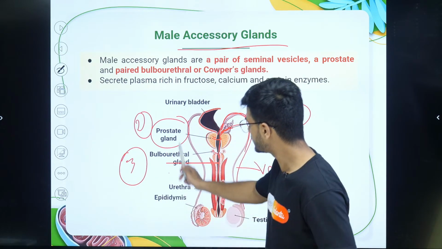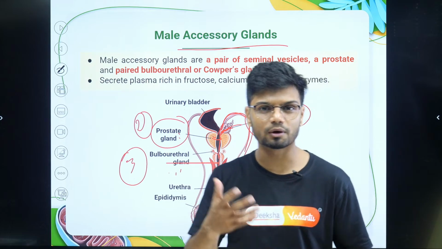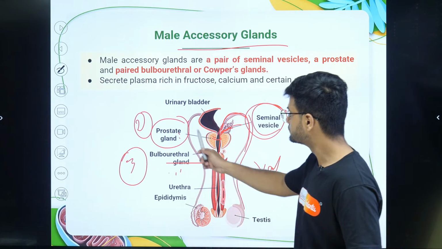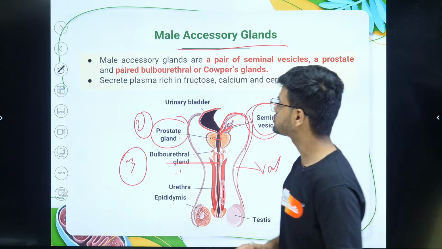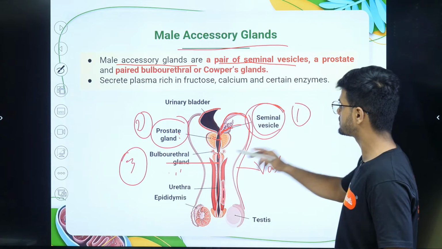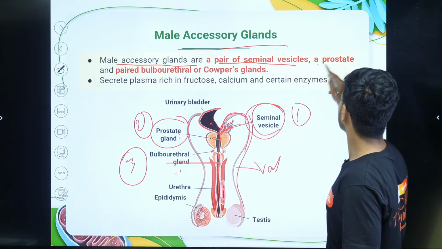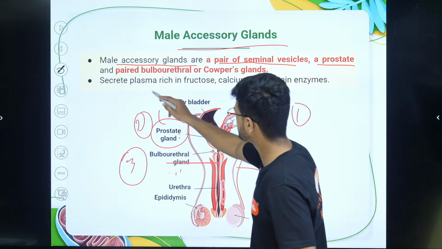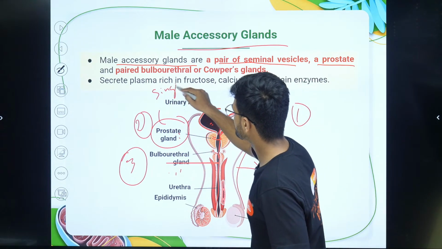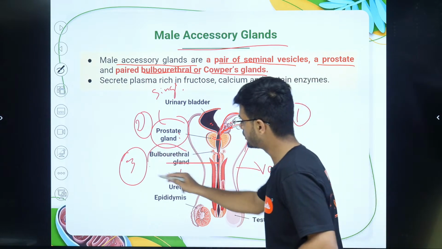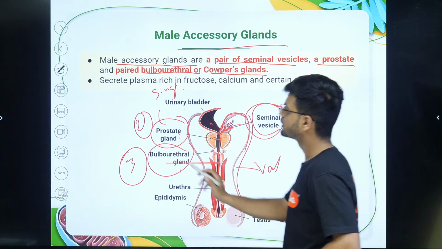The secretions from these three glands produce some kind of liquid, and because of that liquid, it helps in fertilization. The male accessory glands are a pair of seminal vesicles. Pair means what? Two are present. A prostate single. Prostate is single, only one is there. And a pair of bulbourethral or Cowper glands. Bulbourethral, Cowper gland. Two, look, one, two.